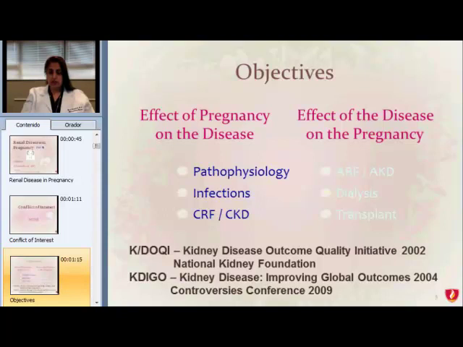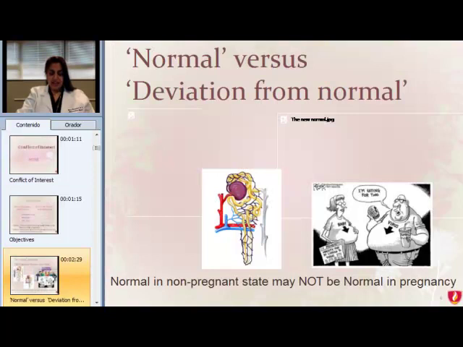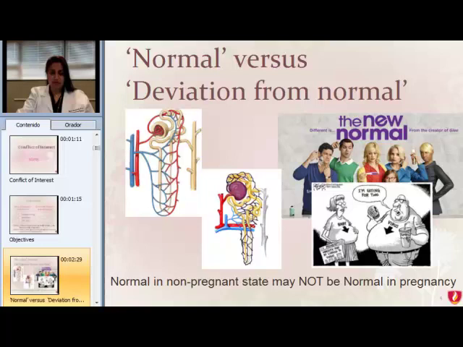The KDOQI is the Kidney Disease Outcomes Quality Initiative put forth by the National Kidney Foundation. In 2002, they came up with a new staging system which has revolutionized the practice of nephrology. They also prefer to use the term kidney because it's understood by everyone, including the patients. The KDIGO is an international organization for improving global outcomes, and they endorsed the staging system in 2004, and then modified it after a controversies conference in 2009. So we'll discuss all of that.